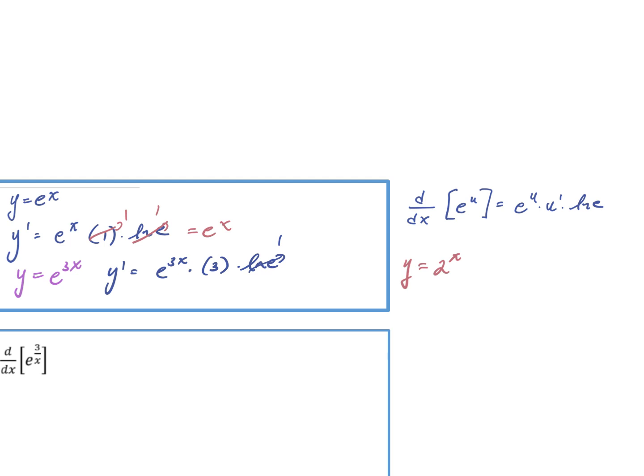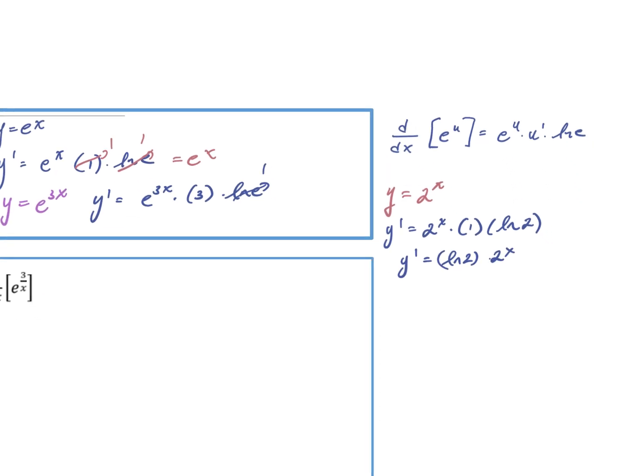So y prime is going to be, you rewrite it, the derivative of the exponent, and then ln of 2. So it's ln of the base. So y prime here is going to be ln of 2 times 2 to the x. For example, if we had y equals 2 to the x squared, we're going to rewrite it. So y prime is 2 to the x squared times ln of 2 times 2x. With most of these, there's not much you do here. There's really no simplification. Okay, so that would be my answer.